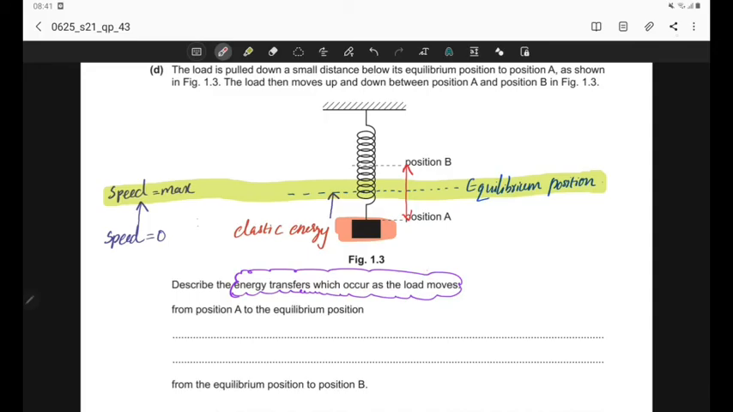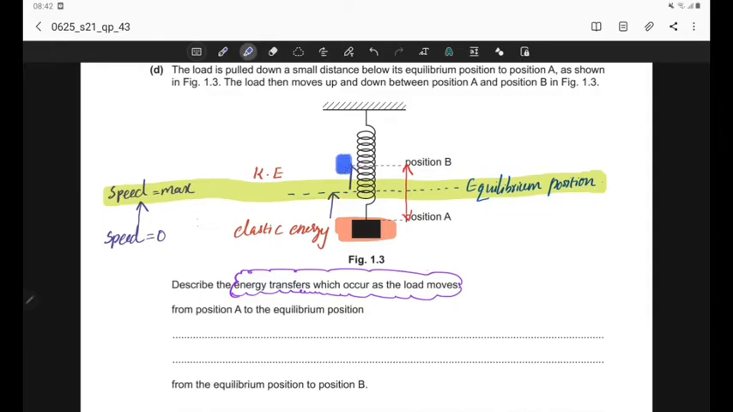Therefore, its energy will be in the form of kinetic energy. As speed is maximum, kinetic energy will be maximum, because kinetic energy is the energy associated with the speed. So the load, which has a maximum speed at the equilibrium position, has its energy converted from elastic energy to kinetic energy at the equilibrium position. Now we can see what will happen to the load when it's moving from the equilibrium position to position B.